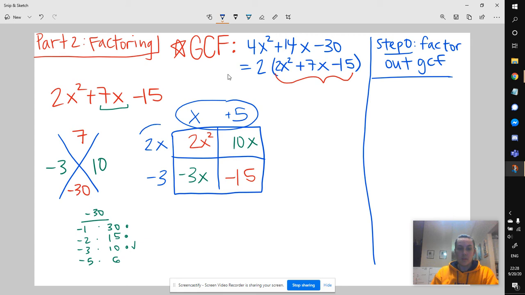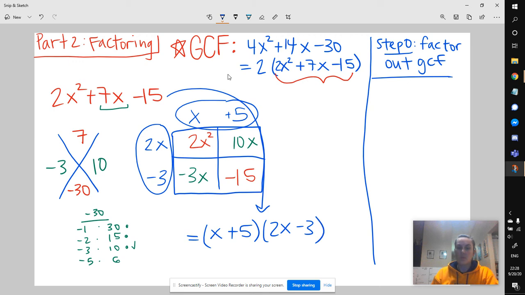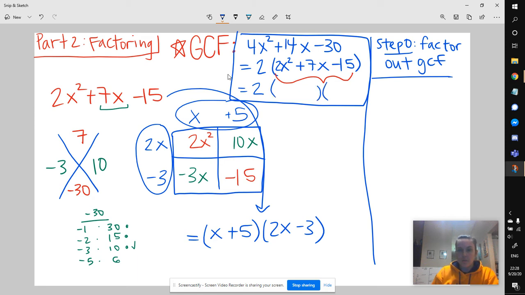And then we're almost done. This part and this part are our 2 factors. So when we factor this, we end up getting x plus 5 and 2x minus 3. Nice. So if we were finishing out this problem, right here we would just rewrite our 2 because we didn't change that. And then this part that I've underlined in the red bracket, we get to replace by its 2 factors.